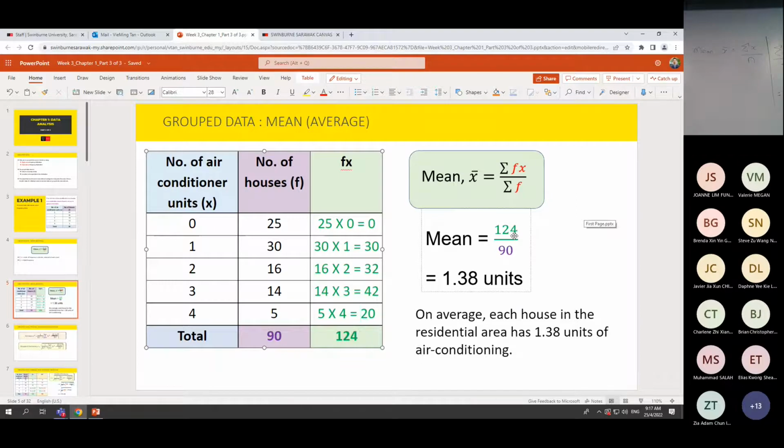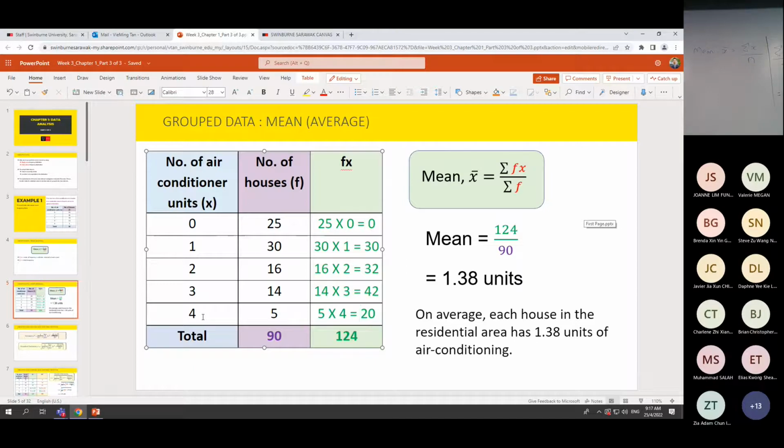You'll get 1.38 units. Make sure that your X bar value, which is the mean, must be within 0 to 4, the range of the X values. This is the way you check your answer. So your answer is equal to 1.38 units.